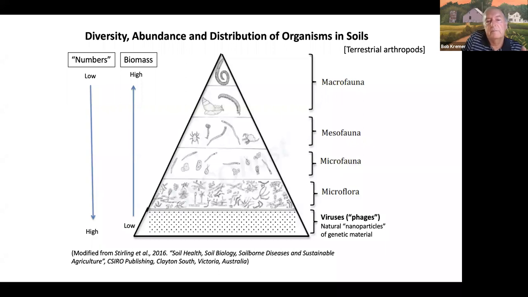Okay, so we can look at the microorganisms in the soil in a few different ways, by their size and their biomass. This is a very simple diagram just to show how numbers increase as you go down the triangle and biomass increases at the top. Obviously, the higher biomass organisms, such as the macrofauna, earthworms and soil insects, have high biomass, but they have low numbers. Mesofauna, such as the mites and the microarthropods, are next, and then you have what's called the microfauna, protozoa, nematodes, these sorts of organisms.